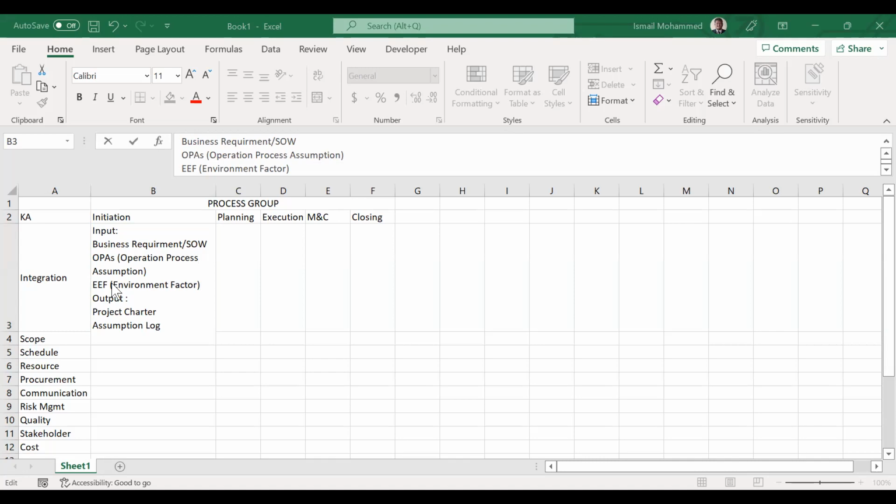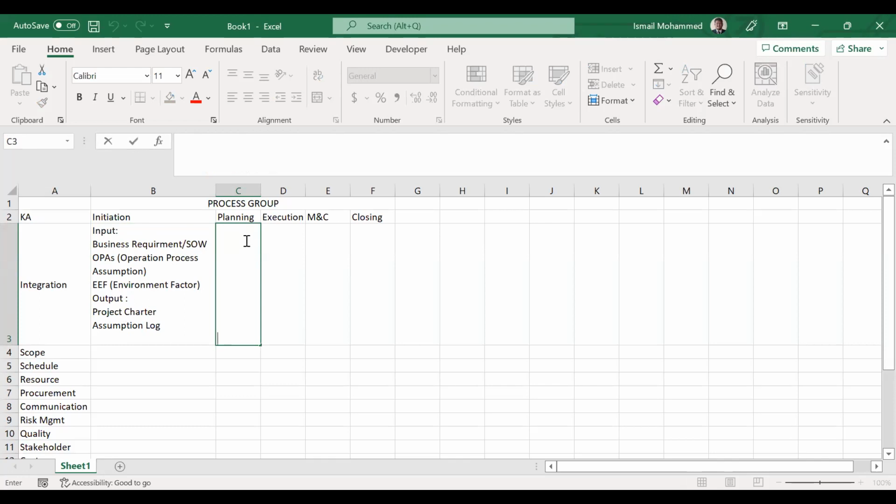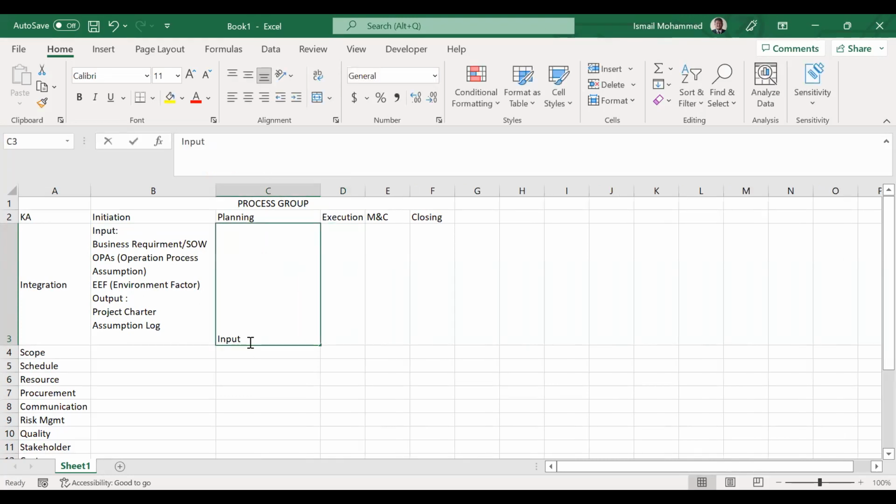So like this, I want each and everything to go. What input is required, and from here what it goes to: this is the input, this is the output, and the output becomes the input here, the project charter. It forms a linkage. Everything is linked to each other here. One input is your project charter.